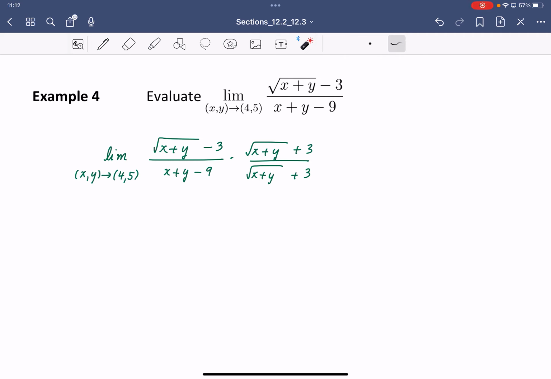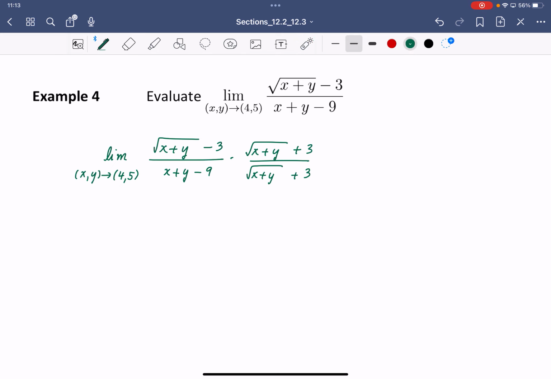Before you use the conjugate, you can try plugging in 4 and 5 here. You're going to see that it's actually 0 over 0, because this is 9, take the square root, and then you minus 3, it's 0. And then this is 4 plus 5 minus 9, which is actually 0 as well.